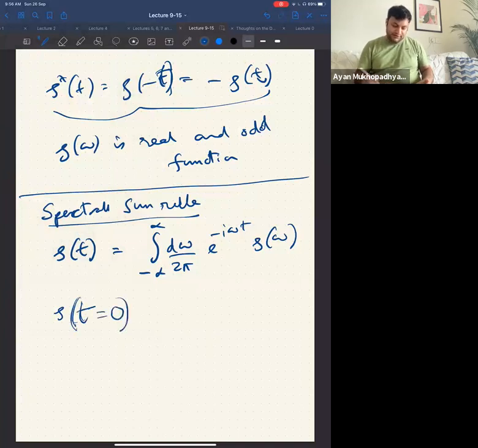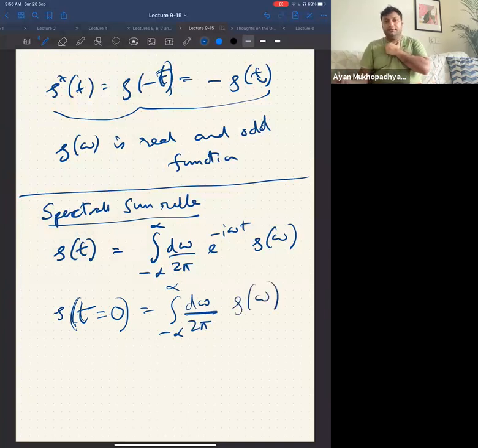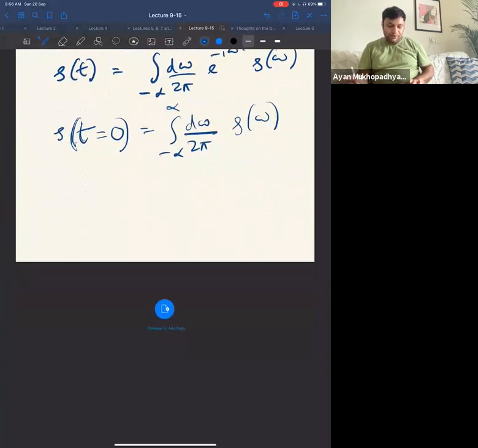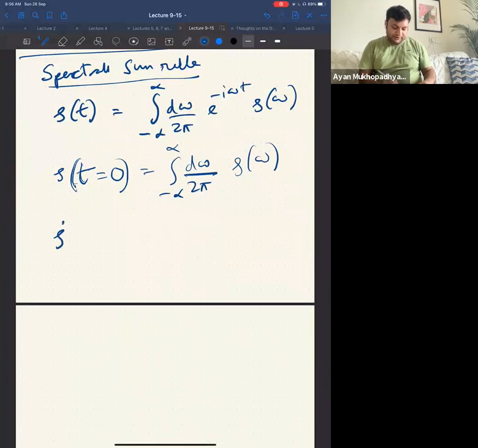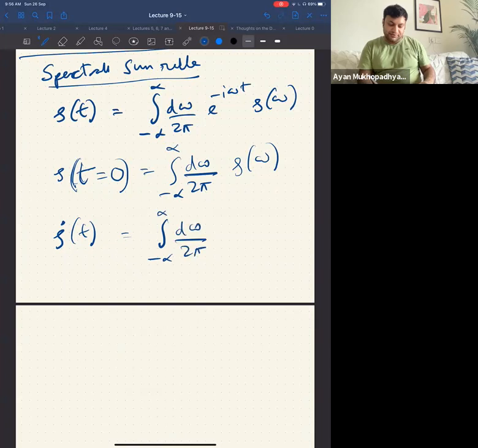Okay, then rho of t equal to 0 would simply be the integral from minus infinity to infinity of d omega by 2 pi times rho of omega. So this is trivial. Now suppose I want to compute the time derivative of this function, rho dot of t. I should simply have the integral d omega by 2 pi, times e to the power minus i omega, times e to the power minus i omega t, rho of omega. This is what I should have.